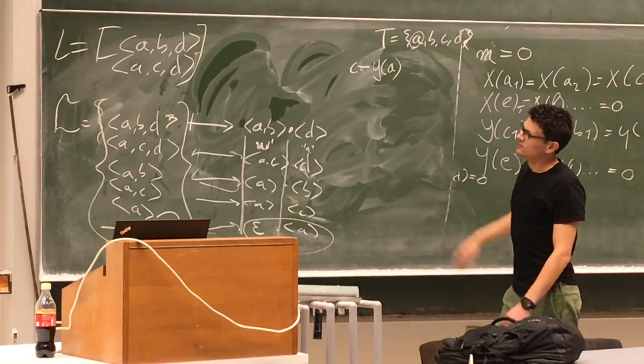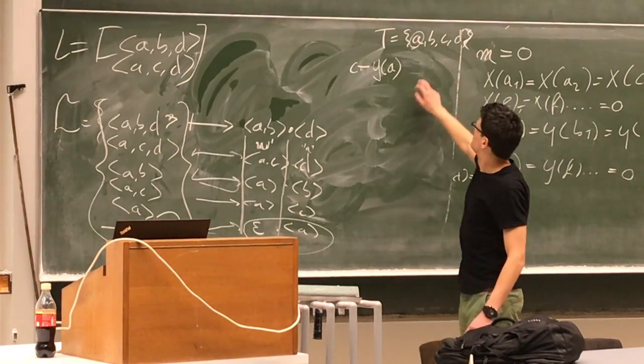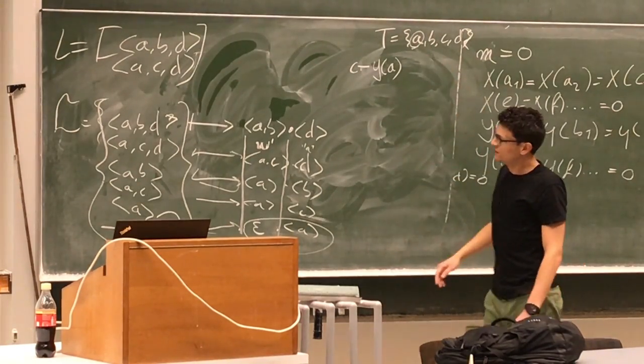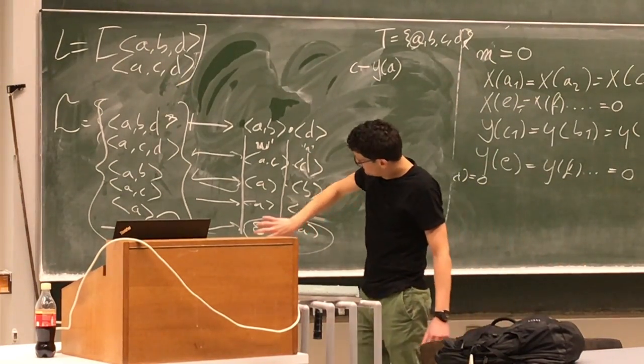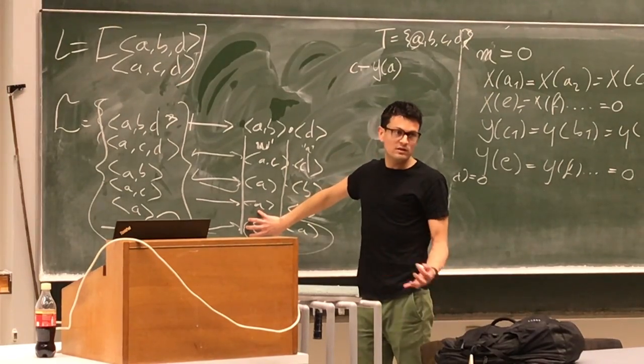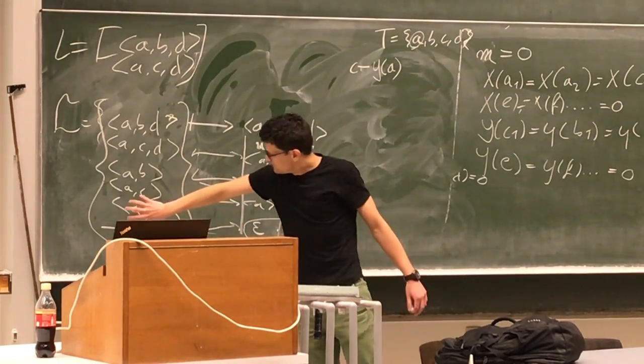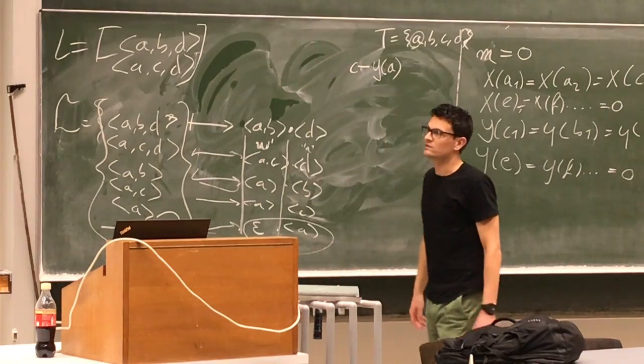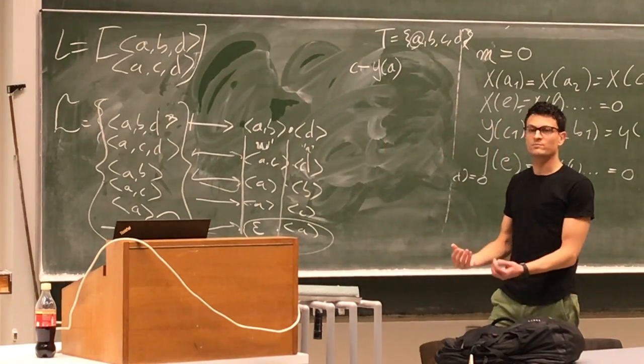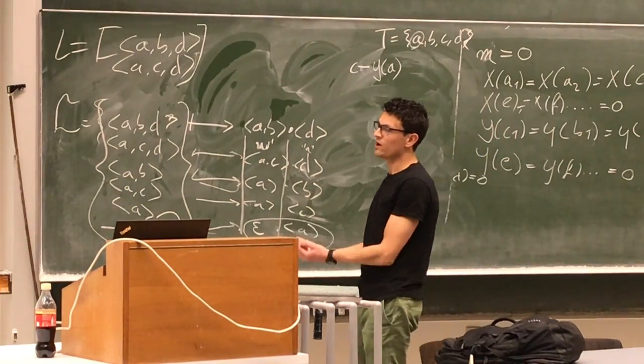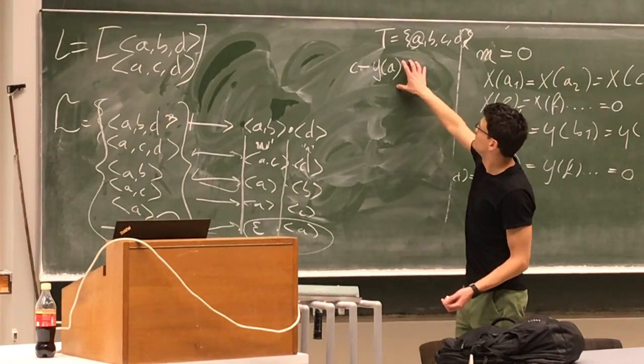Now we continue, because this sum ranges over all elements of T. For B, I observe that the empty sequence does not contain B. The sequence A does not contain B. So 0 times the XB minus 0 times the YB is added here.